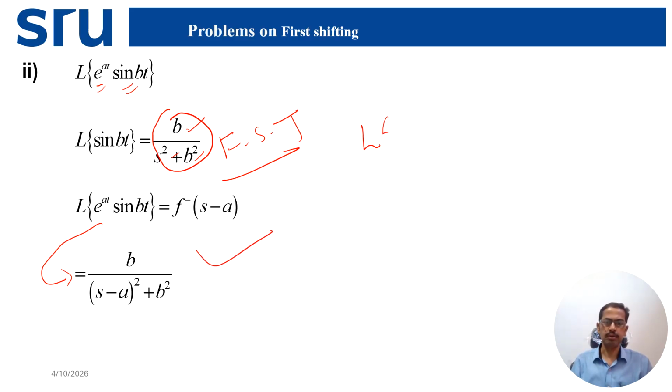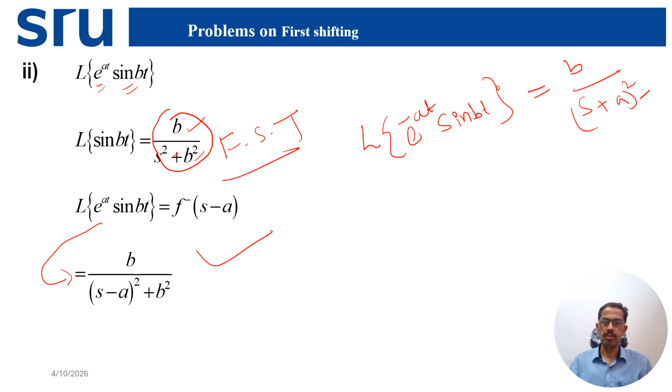Similarly, suppose e to the power of minus at into sine bt is there. Then what do we write here? This is equal to b by s plus a whole square plus b square, where s is replaced by s plus a. Just the change is here: if e power at, s minus a; if e power minus at, s plus a. This is the first shifting theorem.